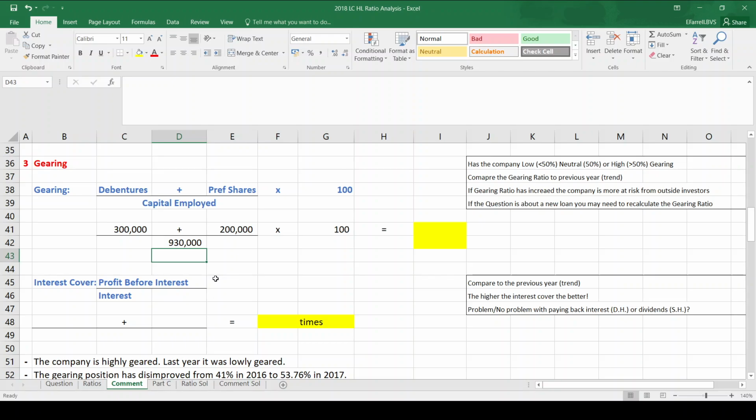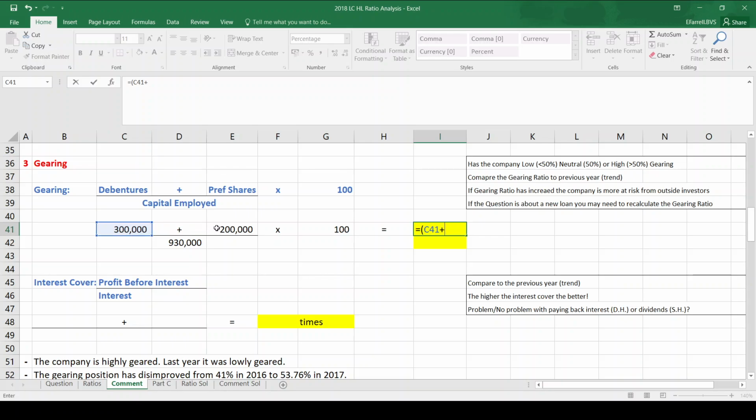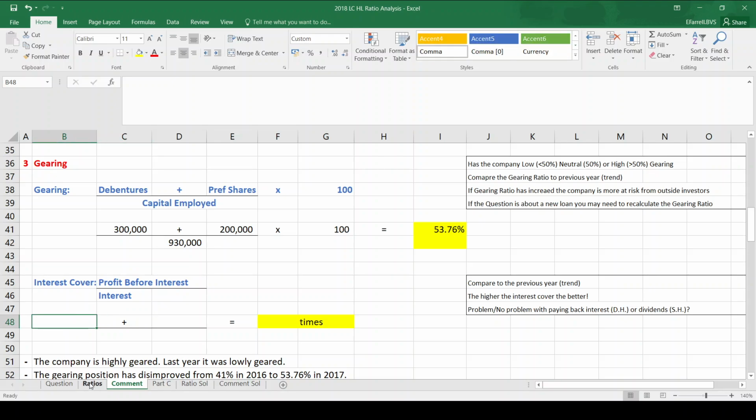And we're going to multiply that by 100 to get it as a percentage. So it's going to equal 300 plus 200 divided by 930. So that comes to 53.76%.